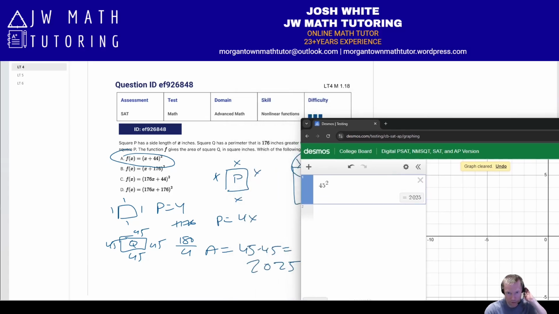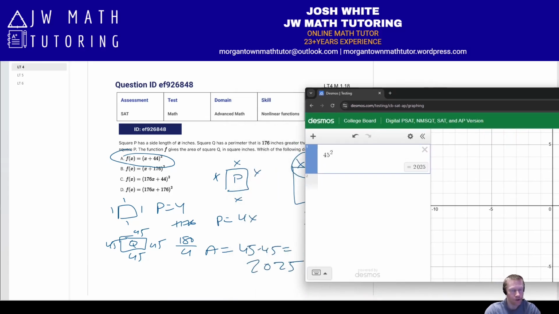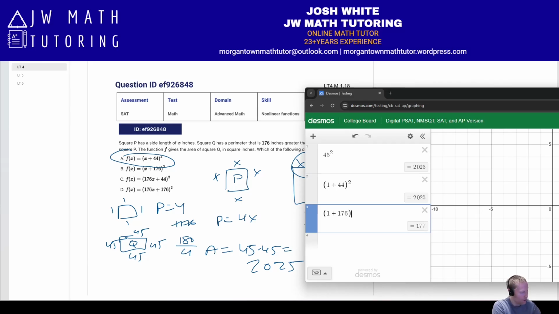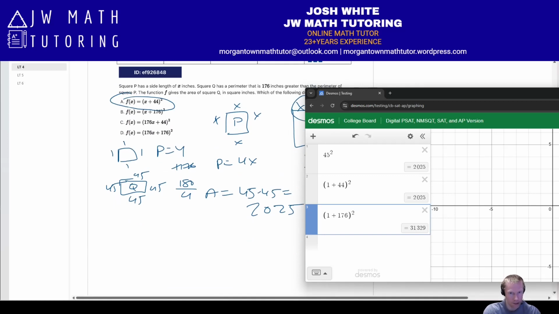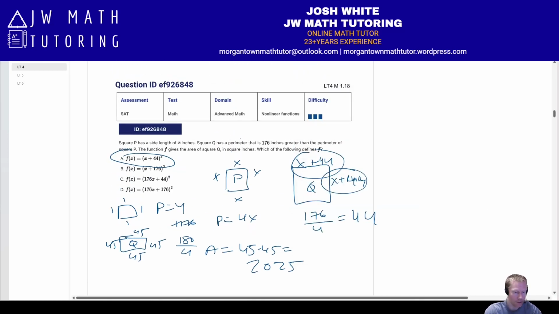Yep, 2025. So now you would just go through the answer choices and type them each in and see which answer choice when x is equal to 1 is 2025. Obviously it's A, and you can double check that the others are not going to be correct. They're all going to be way too large. So that's how you could technically do this problem by picking numbers.